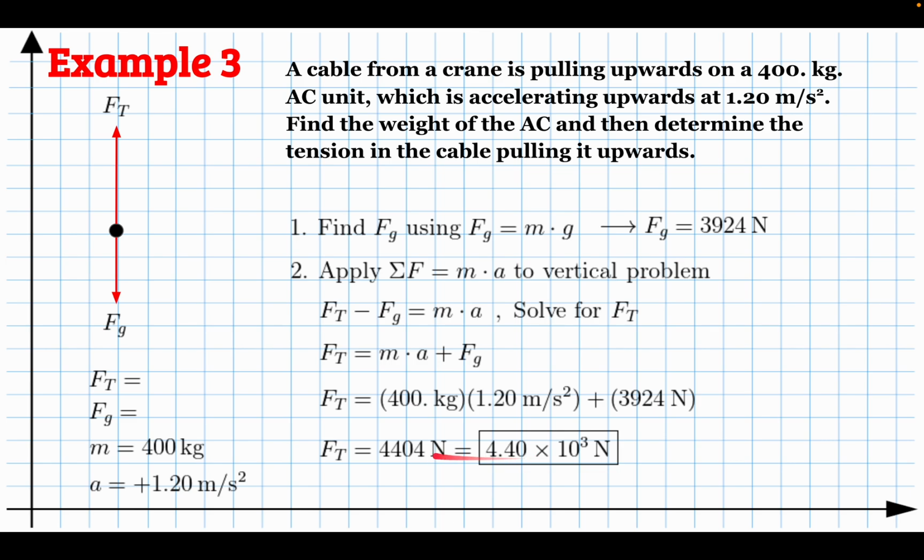And that answer makes sense because the upwards force must be bigger than the downwards force. If the downwards force, the weight, is 3,924, the upwards force needs to be bigger than that in order to make it accelerate upwards. So you're going to solve some problems with some vertical forces too in the problem set. Okay? All right, good luck.